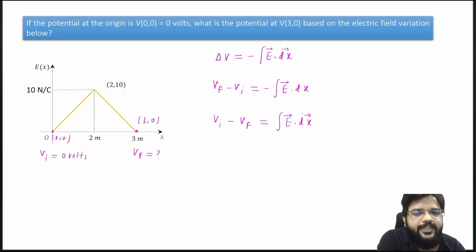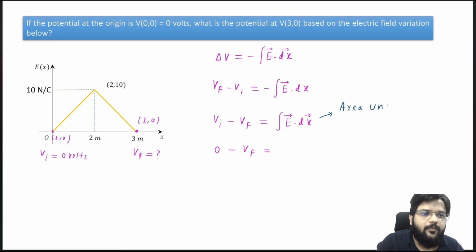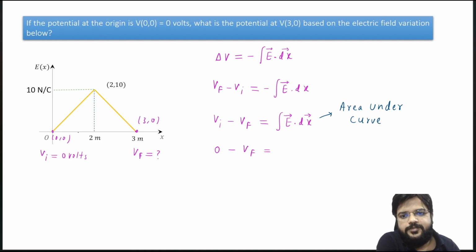What is V initial everyone? V initial is given, it is 0 volt. V final we are finding here. What about this integration E dx? This integration E dot dx is nothing but the area under the curve. Correct? So this is the area under the curve, and here the graph we already have. So the area under this graph or curve is equal to the integration E dot dx.